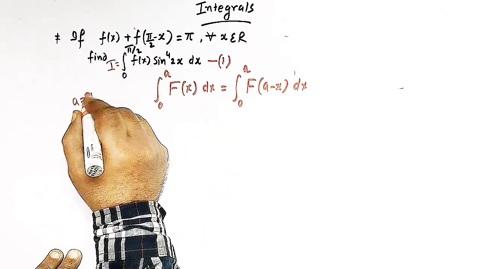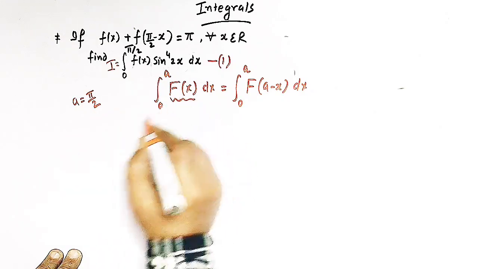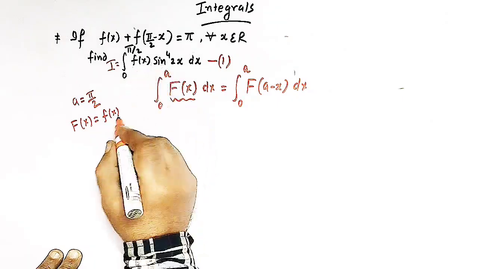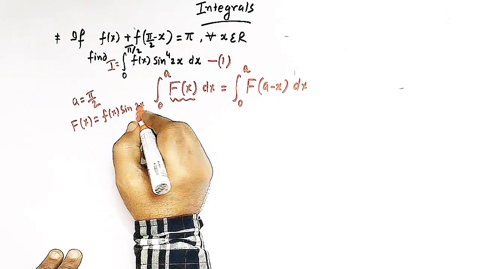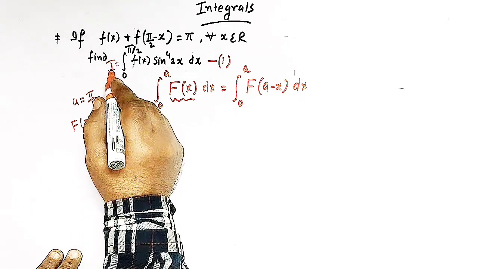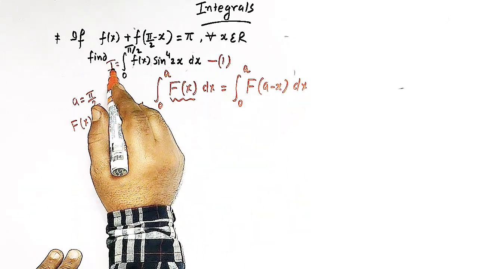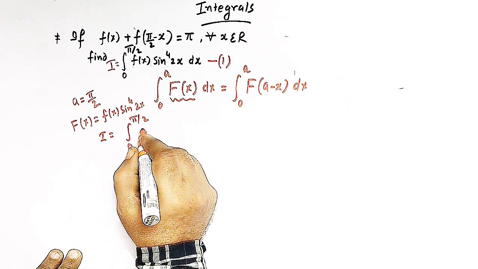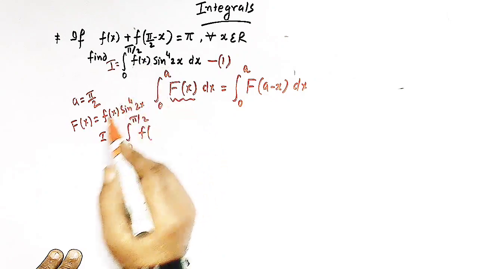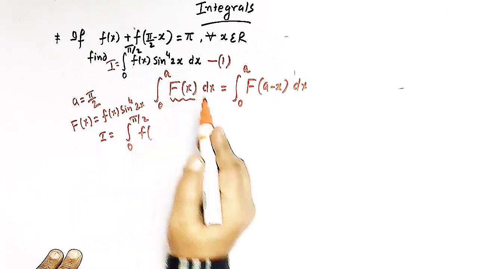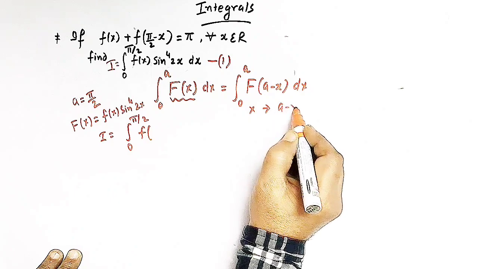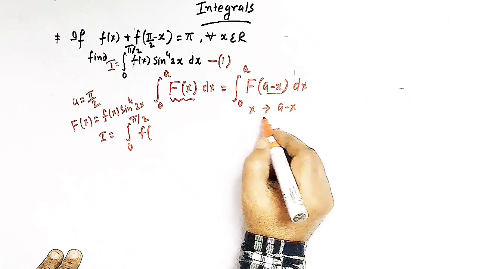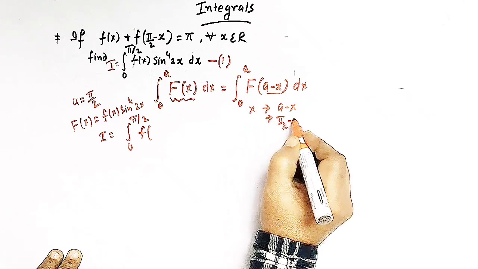So we can take a is equal to pi by 2, and our function f of x is given by f of x, and we have sine 2x raised to 4. So now using this property, we can now write this integral I as 0 to pi by 2, and we have f of, here we can now replace these x by a minus x, right? So here we have x and here we have a minus x, so we can replace x by pi by 2 minus x.